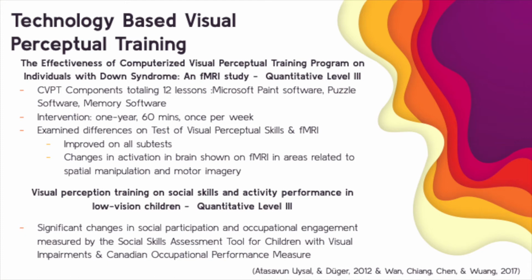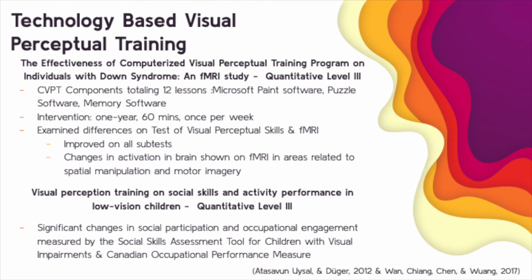This study also found that VPT resulted in more brain activation shown by an fMRI. The areas that had more activation were involved in spatial manipulation and motor imagery. Computerized VPT was also used with children with low vision. These children, post-intervention, saw changes in their social participation and occupational engagement measured by specific assessments.